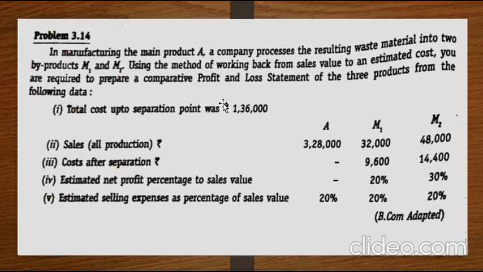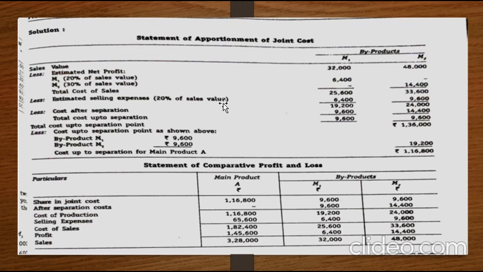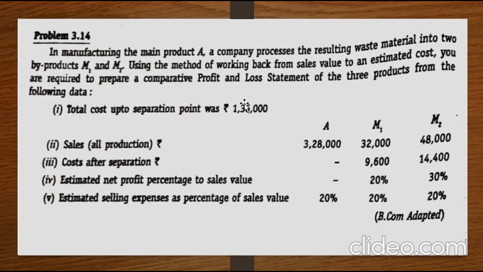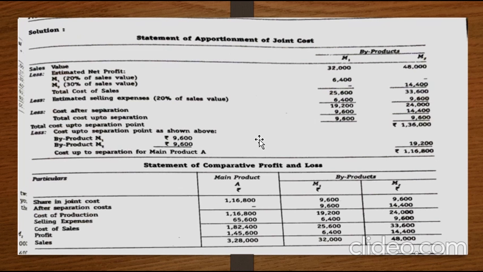So that is why we are going to solve the statement of apportionment of joint cost. Here we have two byproducts M1 and M2. The total cost given in the question is 1,36,000. In this, M1 and M2 have shares, the cost incurred by M1 and M2. That is what you are going to find out in this calculation.